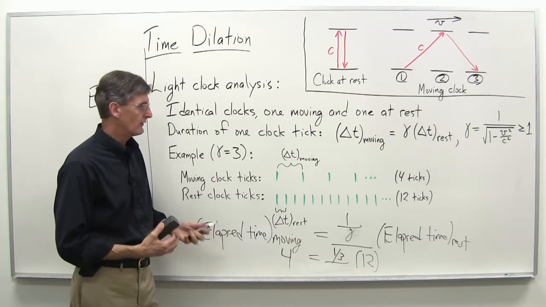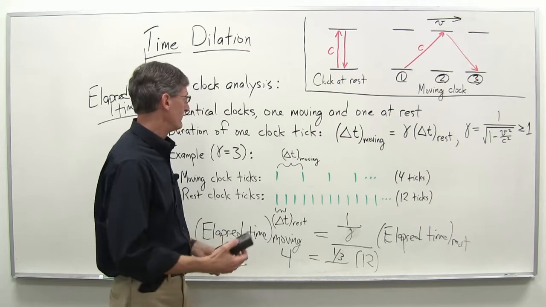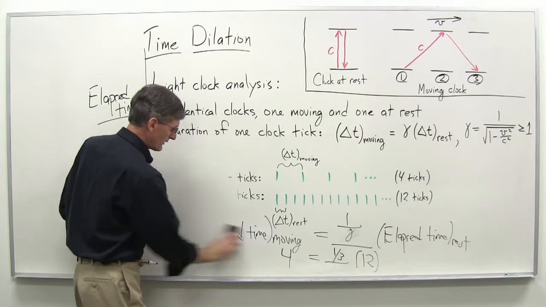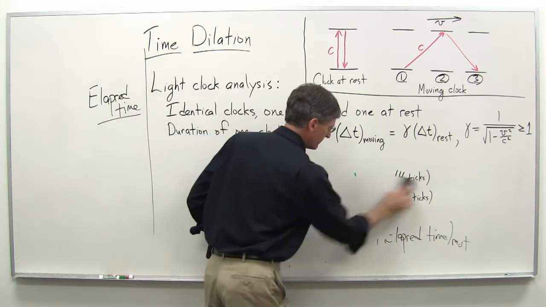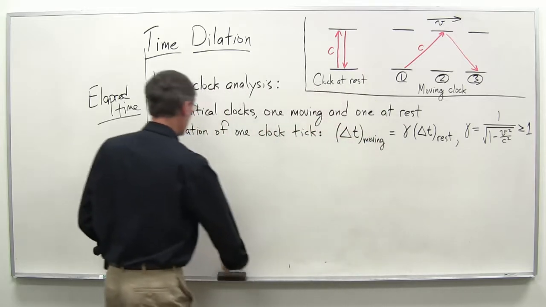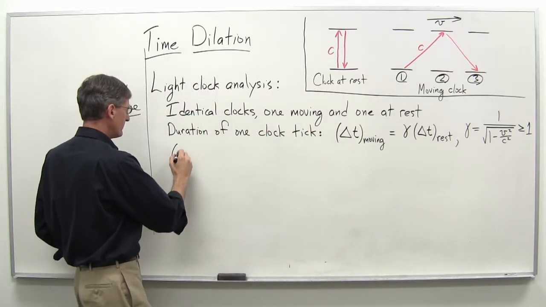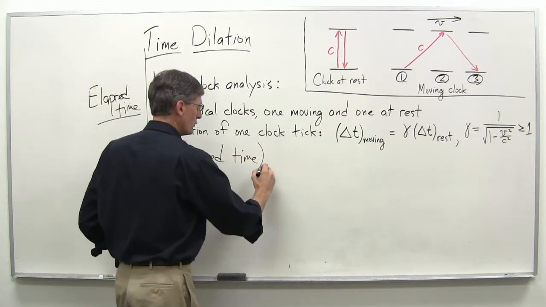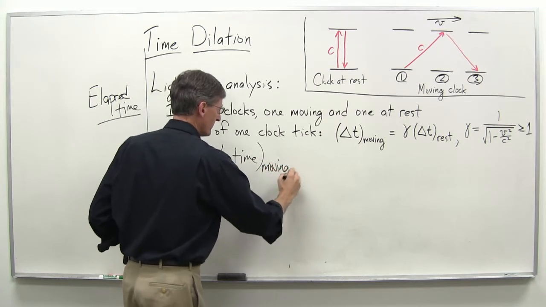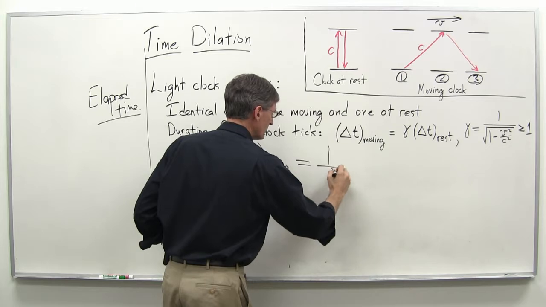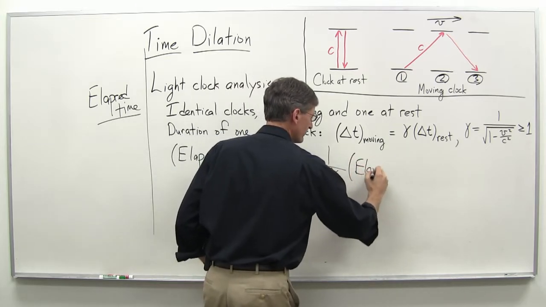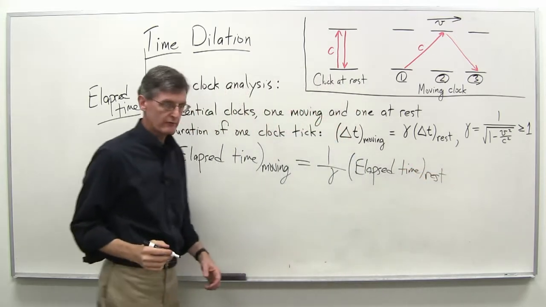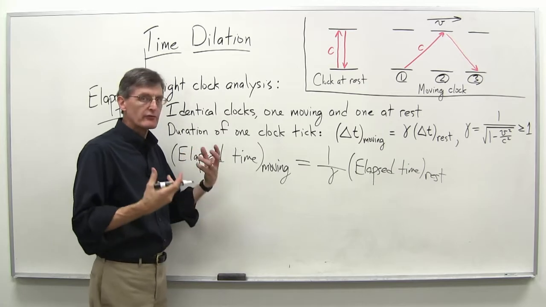And so we can use it in various situations, analyses, and so on and so forth. Okay, so this was our example. Let's erase our example here and say, so we know that the elapsed time on the moving clock equals 1 over gamma elapsed time on the clock at rest. Okay? Again, this is from Bob's perspective.